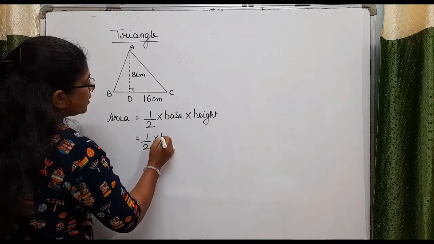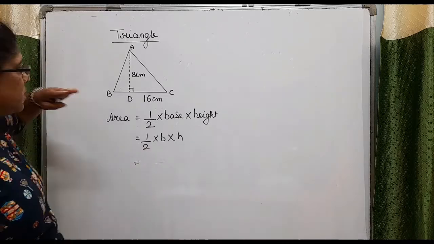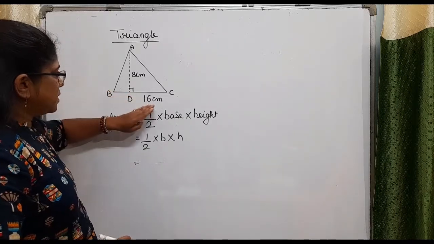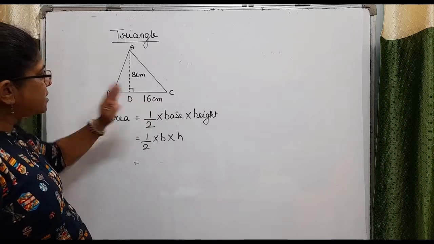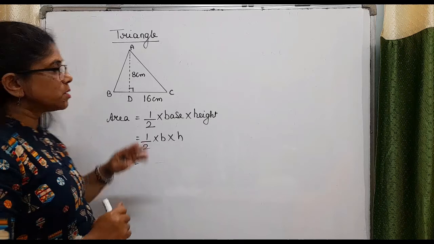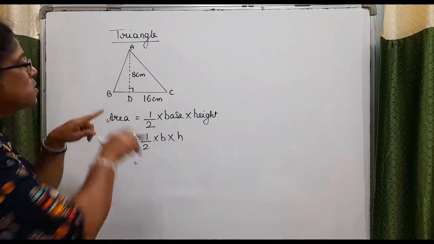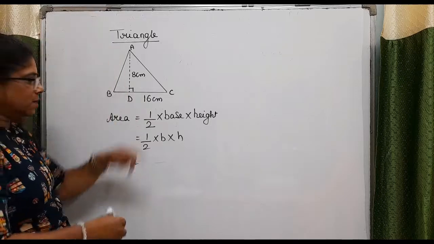Half into B into H. Now here the base is BC, that is 16 centimeter, and height is the perpendicular drawn to that base from its opposite vertex. So here AD is perpendicular to BC and its length is 8 centimeter. So base is 16 and height is 8.